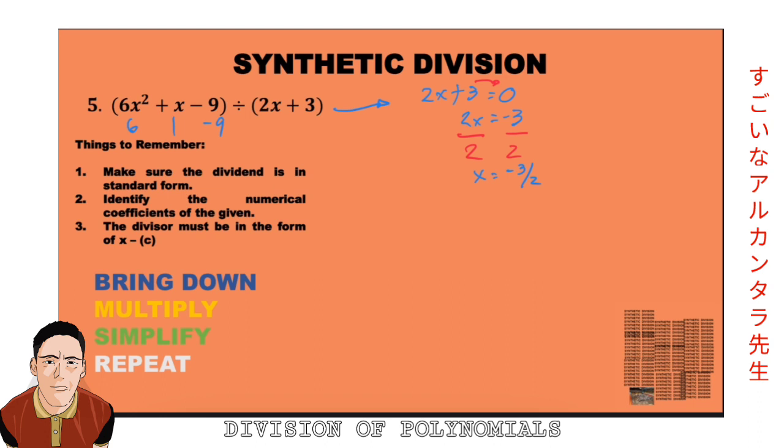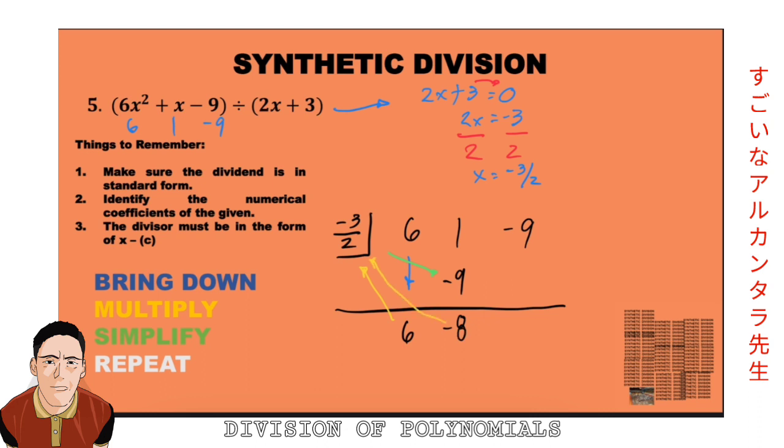Should it be positive? It's fine. So we have here negative 3 over 2. Multiply it to 6, 1, negative 9. Same concept, bring down the 6. So we have 6. Multiply that to negative 3 over 2. You're gonna get a negative 9. Am I correct to say that? Yep. So 1 minus 9, that will give you a negative 8.